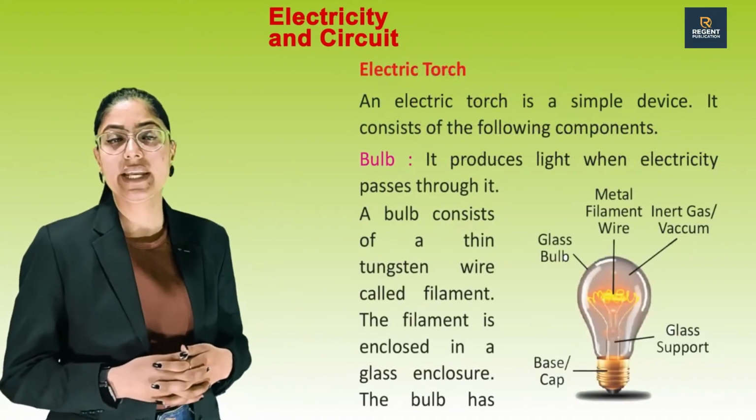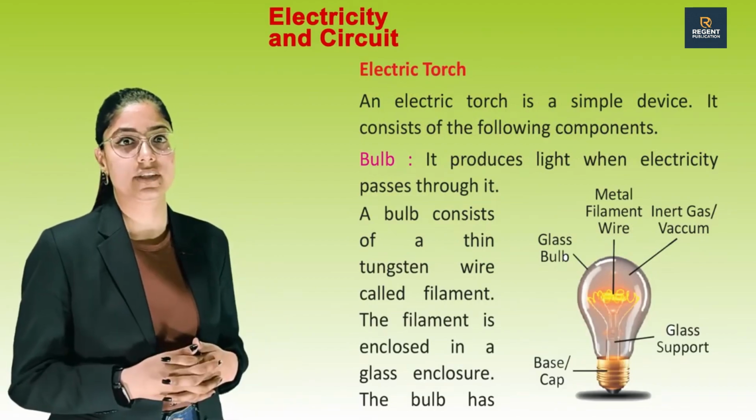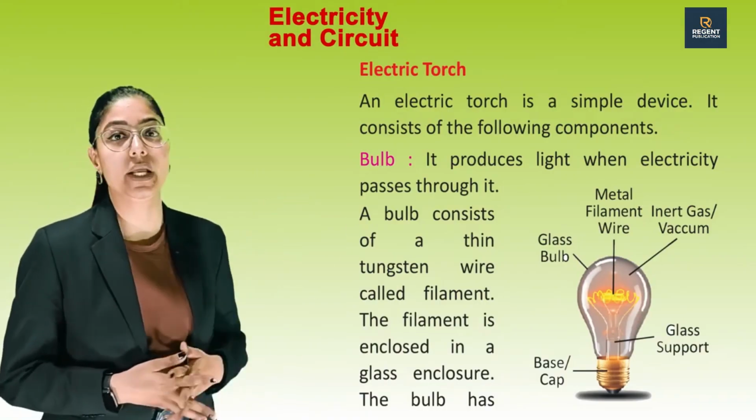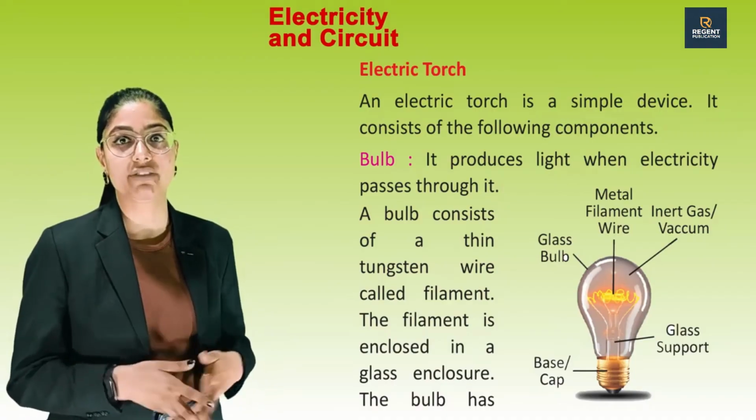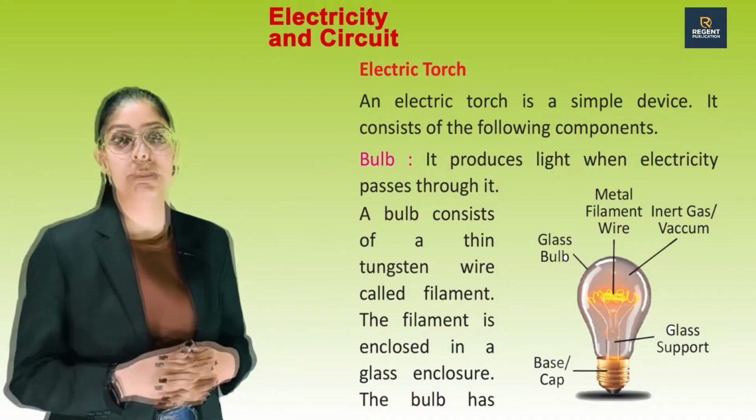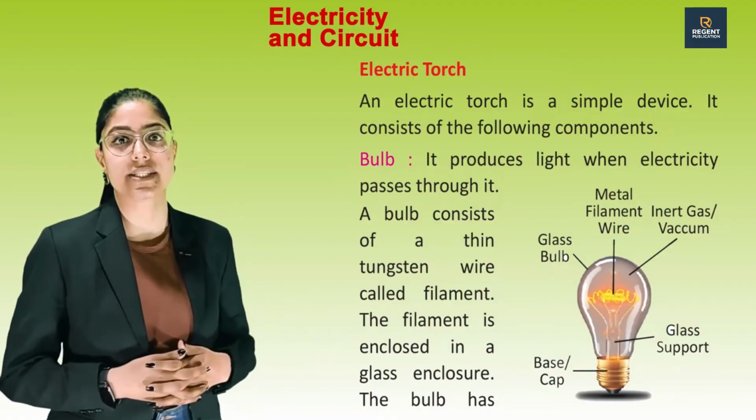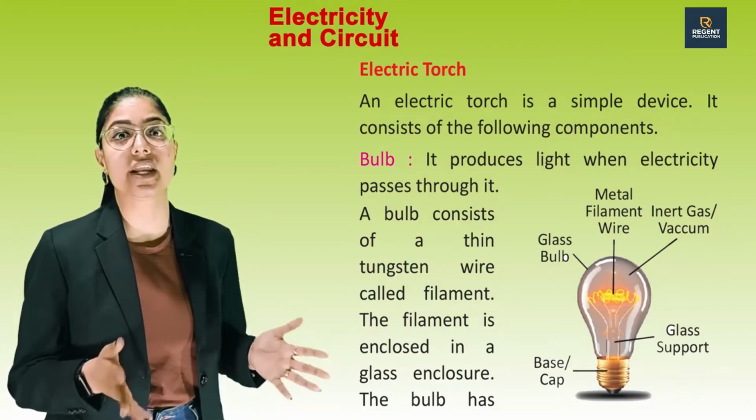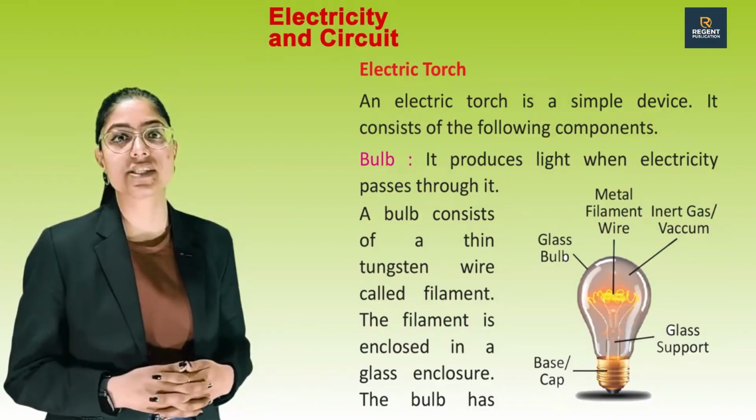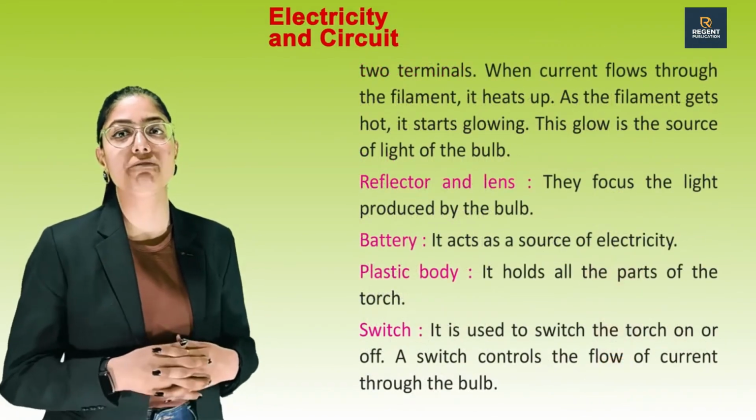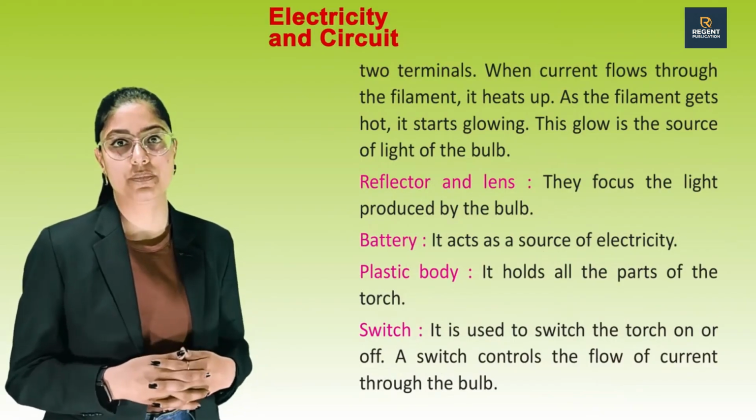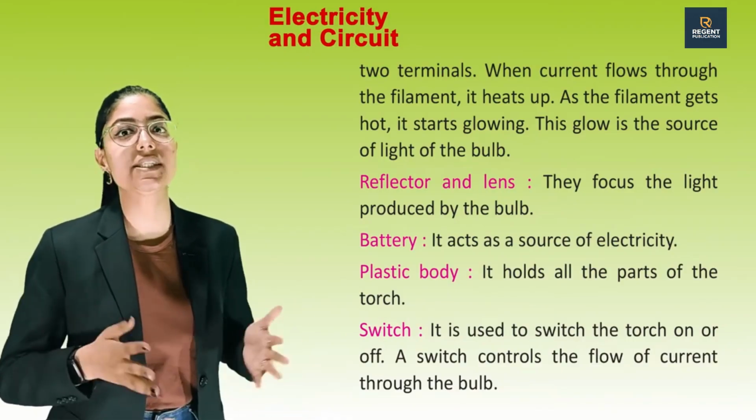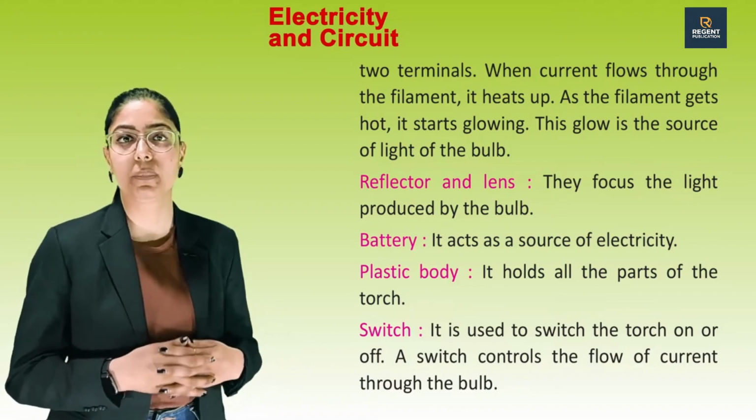Electric torch. An electric torch is a simple device. It consists of the following components. First one is bulb. It produces light when electricity passes through it. A bulb consists of a thin tungsten wire called filament. The filament is enclosed in a glass enclosure. The bulb has two terminals. When current flows through the filament, it heats up and the filament gets hot. It starts glowing. This glow is the source of light of the bulb.